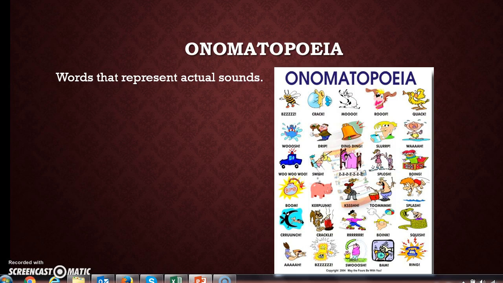Onomatopoeia is when a word represents an actual sound. And this one can be really fun to use and to read. For example, all of these over here are examples of onomatopoeia. So words like quack or slurp or bzz, those are all onomatopoeia. They're sound words.